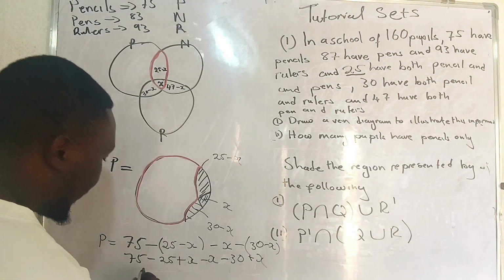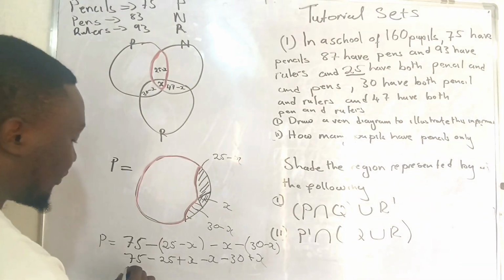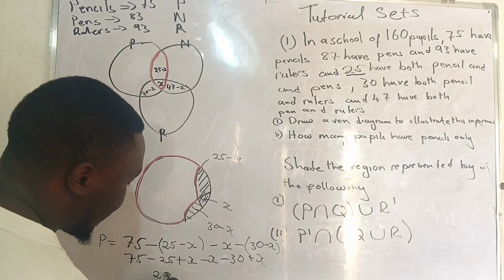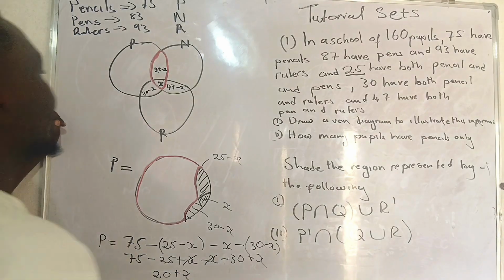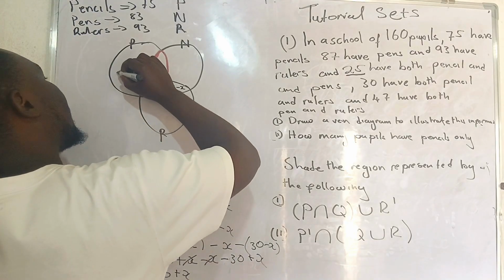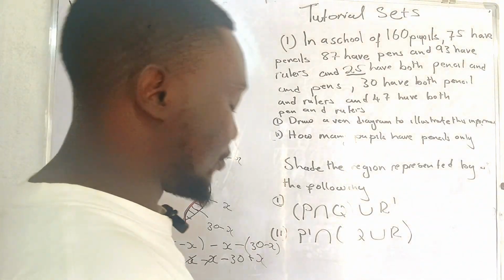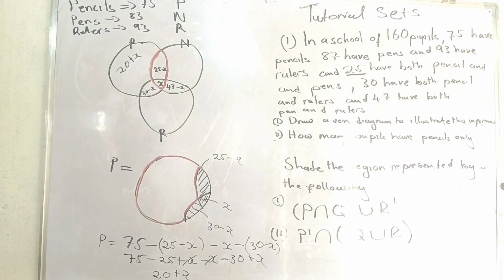So we are going to have 75 minus 25, that's 50. 50 minus 30, that's 20. So we are going to have 20 plus x, because these two x cancel out. So this region is represented by 20 plus x. So you have managed to solve for the first region.